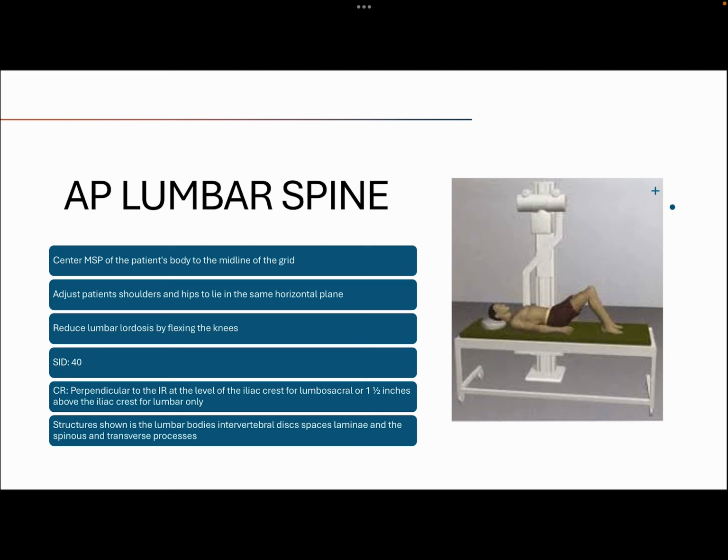So, AP lumbar spine. You center the patient to the midline of the grid. You adjust the patient's shoulders and hips to lie in the same horizontal plane. We reduce lumbar lordosis by flexing the knees. You use a 40-inch SID. The central ray is perpendicular to the IR at the level of the crest for the lumbosacral spine, or if you just want the lumbar spine, 1.5 inches above the iliac crest for lumbar only. The structures shown would be the lumbar bodies, intervertebral disc spaces, and the spinous and transverse processes.